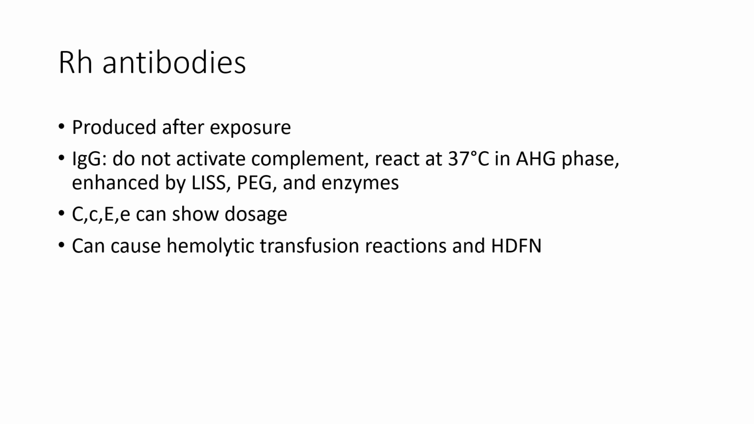Big C, big E, and little e can all show dosage, but the anti-D antibody does not show dosage. Rh antibodies are capable of causing hemolytic transfusion reactions and hemolytic disease of the fetus and newborn, because IgG immunoglobulins can cross the placenta due to their small size.